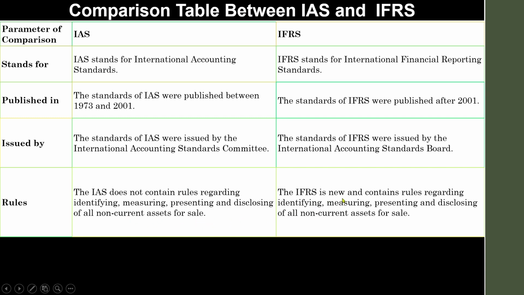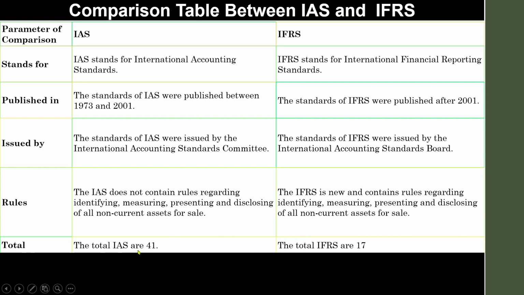Whereas IFRS is new and contains rules regarding identifying, measuring, presenting and disclosing all non-current assets for sale. The thing is, in IAS there is no specification regarding how these non-current assets can be sold, whereas in IFRS there is no such issue. It has been updated to deal with all items relating to financial transactions.